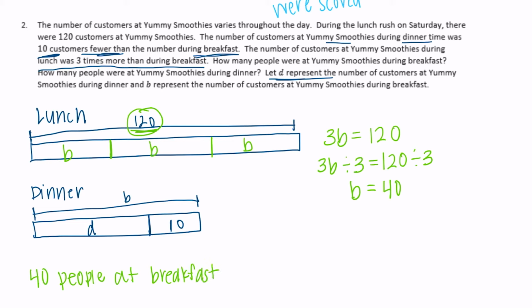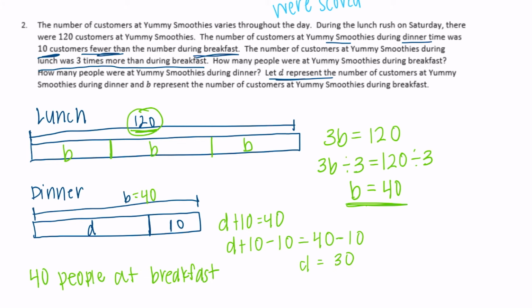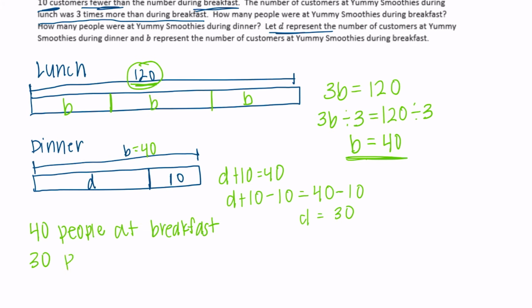Now let's figure out dinner. So if breakfast is 40, then dinner plus 10 was equal to breakfast. So what plus 10 is equal to 40? D plus 10 is equal to 40. And so this would be 30. Or you could say D plus 10, and then get rid of the 10, is equal to 40, and what we did here was minus 10. So D is equal to 30. 30 people at dinner.